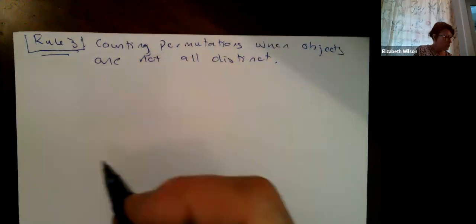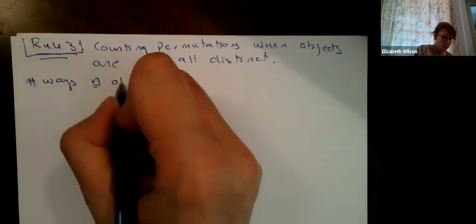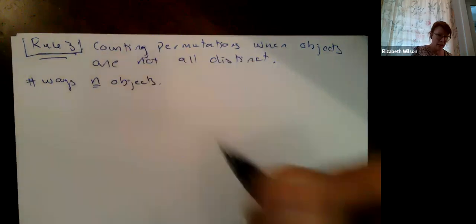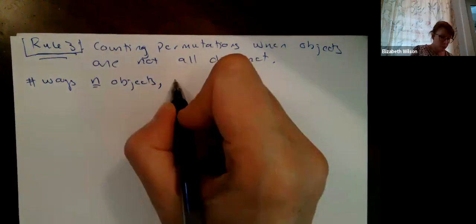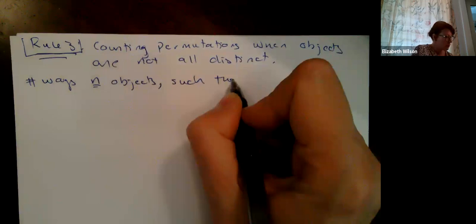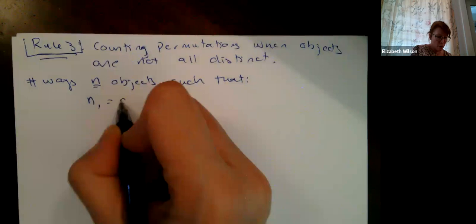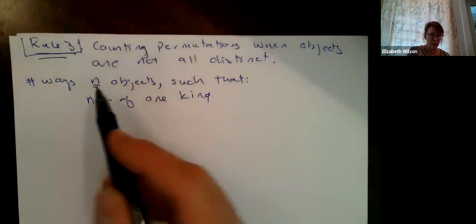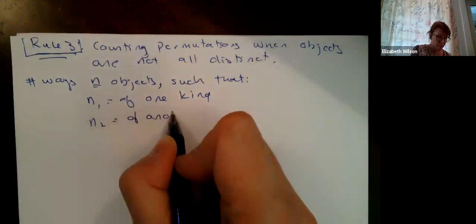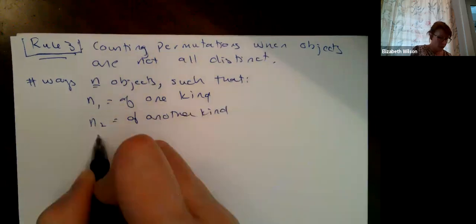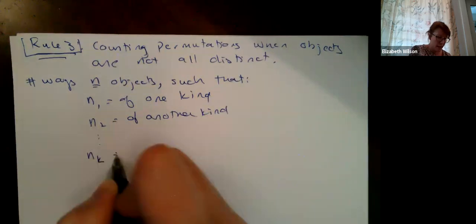Now we'll say the number of ways n objects, that we have n objects, but the n objects themselves can be grouped, such that I'm going to break down n into little parts. I've got n1 of one kind. So if I have 10 objects, I've got 3 of one kind and 2 of another kind, distinct from n1, and so on and so forth. I've got n sub 3 of a third kind, n sub 4, all the way down to n sub k of a kth kind.